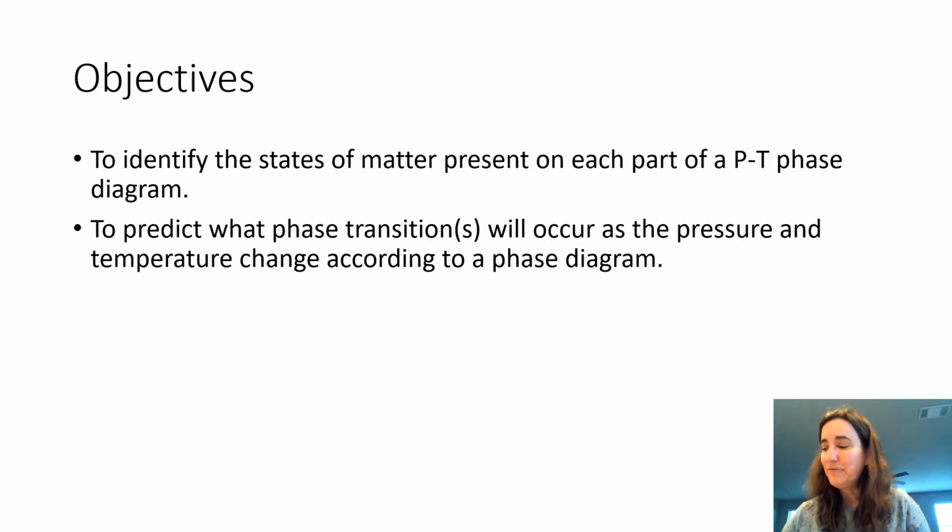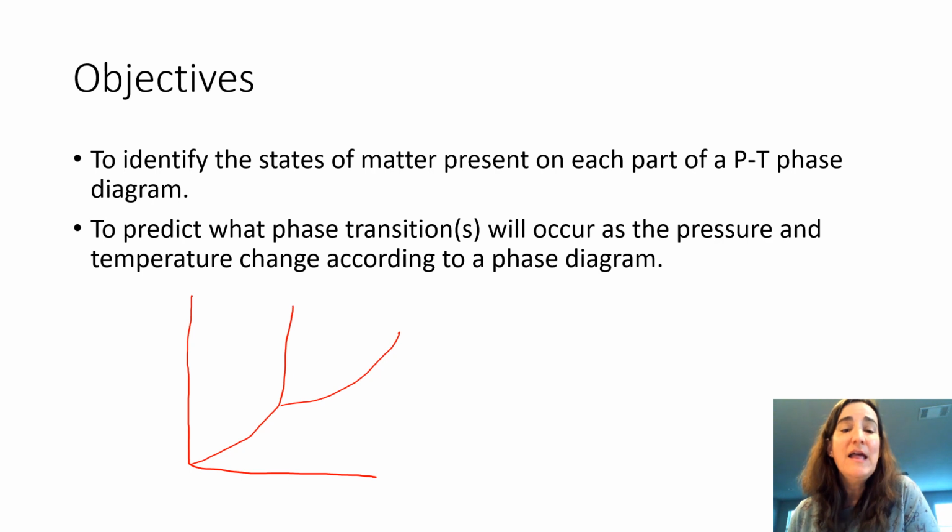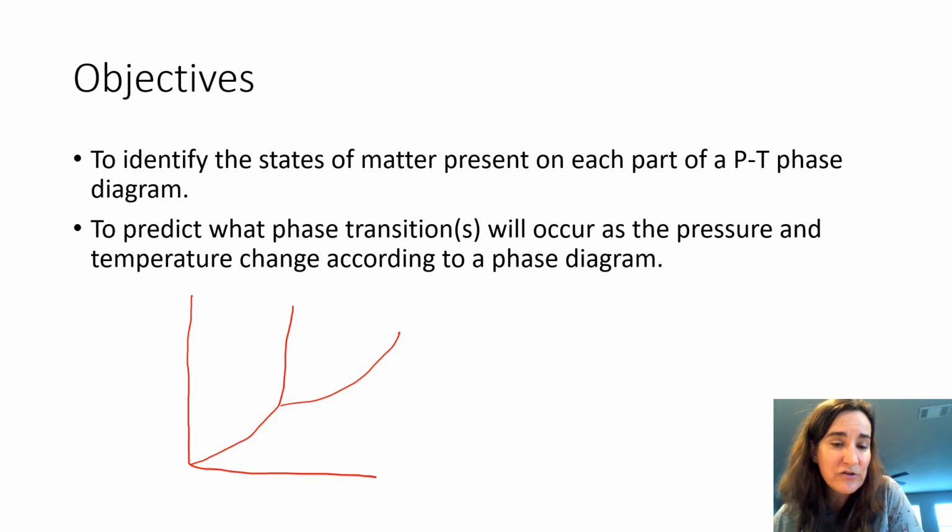All right, let's see if we met our objectives for this video. I wanted you to be able to identify the states of matter present in a PT phase diagram. So see if you can fill in those states of matter and predict what transitions will occur as the pressure and temperature change. So for instance, if you start in this region and you end up over in this region, what sort of phase transition just took place? Right, so to go ahead and answer those, this is a solid, this is a liquid, and this is a gas, and so that phase transition that took place was melting.